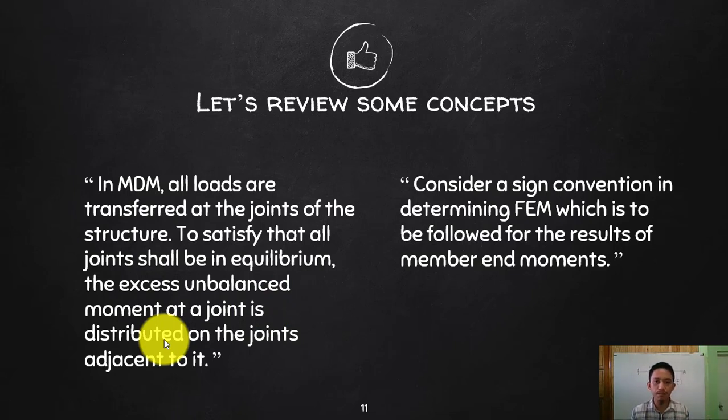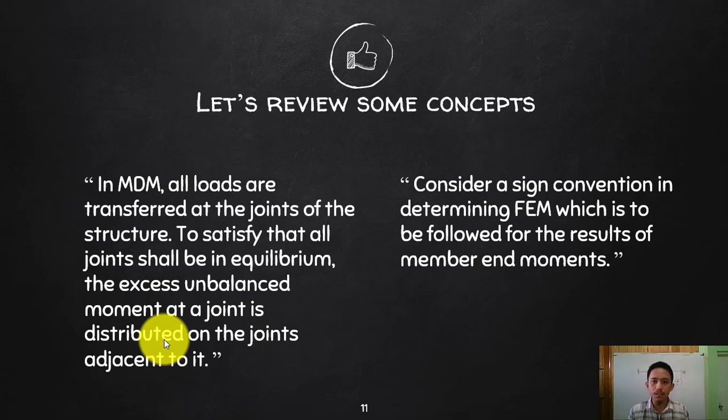How is that? If there is an existing moment at this joint, that will be transferred on the member, and the member will carry over on the other joint. So that's it. We are still focusing on the joints. The member will just serve as a relay or a bridge for us to carry over the other moments, the moments on the other joints.